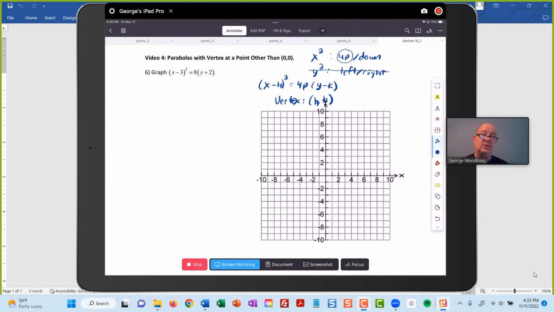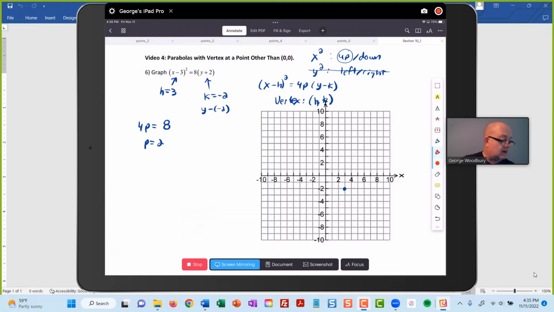So it's really similar to what we just did. We just start with a different point. Here, I know that h is 3 because that's what's being subtracted from x. And I know that k is negative 2 because that is really the same as y minus negative 2. So my vertex is at (3, -2). And I know that this opens up, so when I find p from that point, I'm going to count up p units. I know that 4p is equal to that number in front of the y expression. So 4p in this problem equals 8, p equals 2.